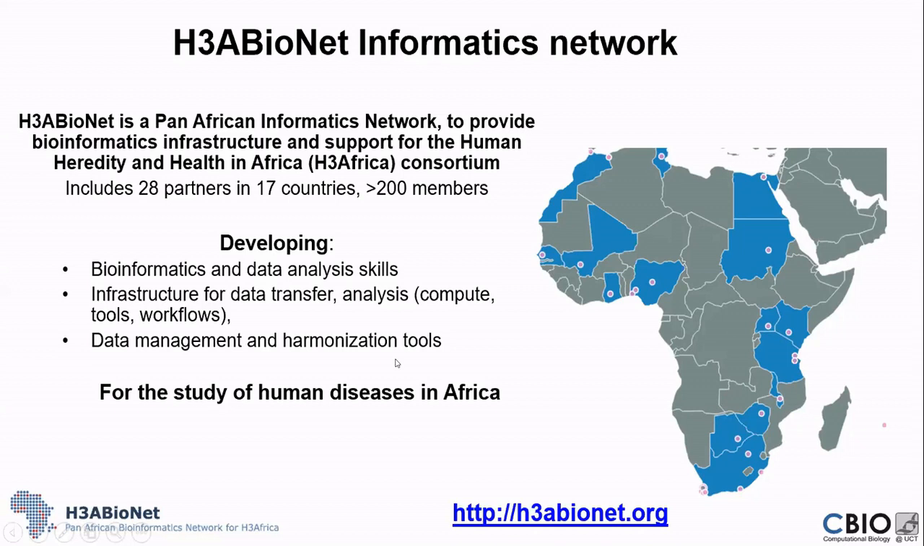So we have 28 partners, although that kind of increases up to about 34 at some stages, more than 200 different members. We do a lot of capacity development, skills development, bioinformatics research, tool development, and a lot of training. So we run a big online remote course where we're currently training 1,000 people across the continent all at once. And we've trained over 2,000 people to date. But the idea of this has been to facilitate the study of human diseases in Africa.